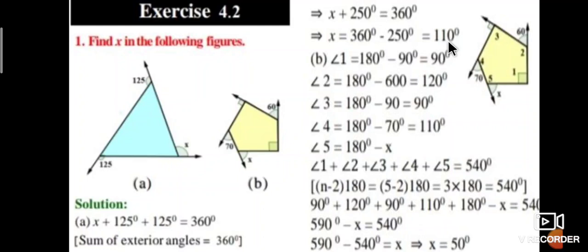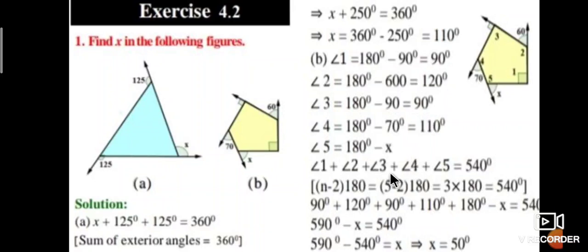Okay, next, second figure. Observe this second figure. 1, 2, 3, 4, 5, which has 5 sides. Therefore, angle 1 is equal to 180 minus 90, which is 90 degrees. Angle 2 is equal to 180 minus 60 degrees, that is 120 degrees. Similarly, angle 3 is equal to 180 minus 90 degrees, that is 90 degrees. Angle 4 is equal to 180 minus 70 degrees, which is 110 degrees. Angle 5 is equal to 180 minus x.